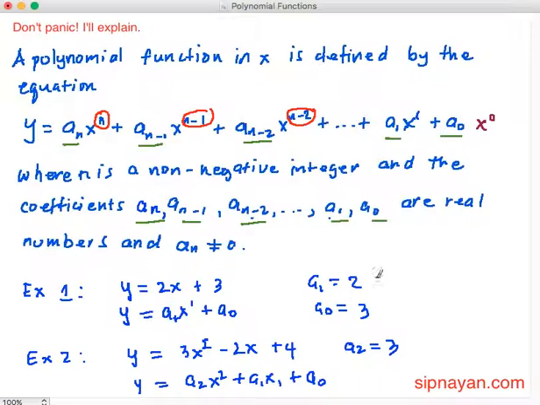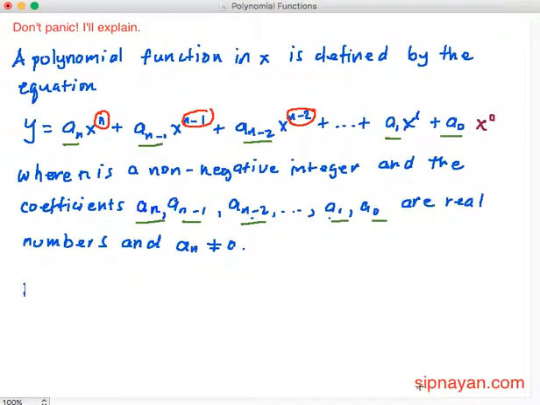So, we know that minus 2x is the same as plus negative 2x. Then we can say that our a sub 1 natin ay negative 2. And then, ang a sub 0 natin ay 4. So that's another example. Now, we can have another example for cubic.